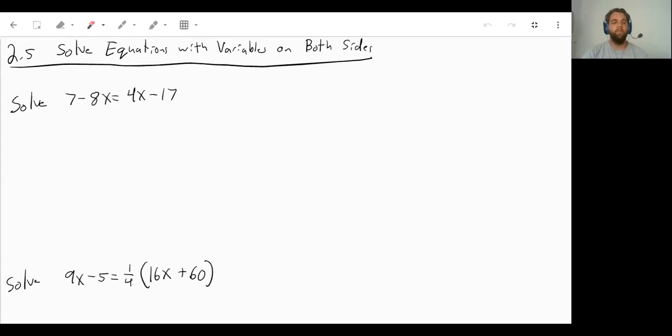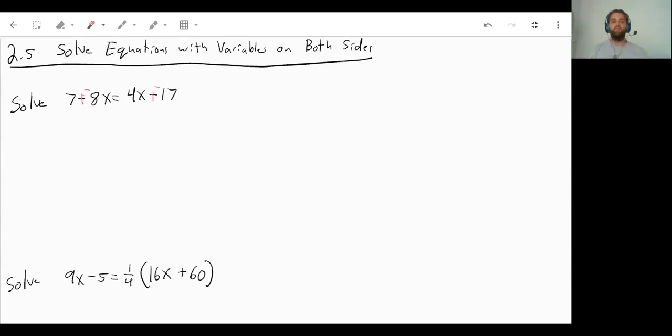Welcome to lesson 2.5, solve equations with variables on both sides. Now, the first thing I'm going to tell you with this is anytime you see a subtraction, change it to adding the opposite. So in this first question, we have a minus 8x. Let's change that to a plus negative 8x. And we have a minus 17, so let's change that to a plus negative 17.